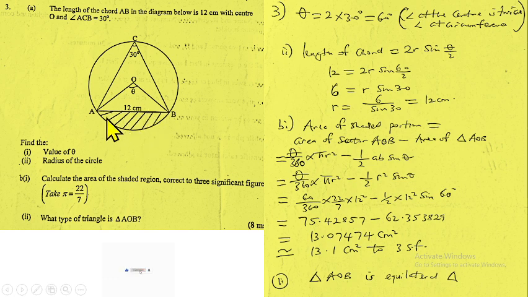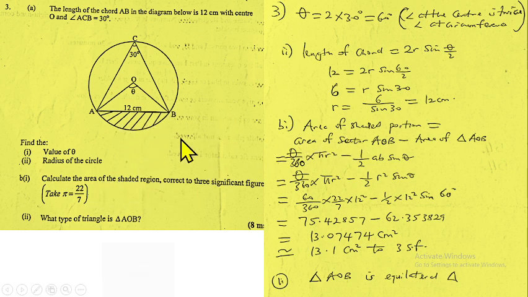The name of the shaded region is a segment, because a segment is formed when you have a chord in a circle. So this chord AB, together with this arc AB, gives us a minor segment. Likewise, this chord AB with this major arc will give us a major segment. So this shaded portion is a segment. Technically, we are looking for the area of a segment, which is the area of the shaded region.